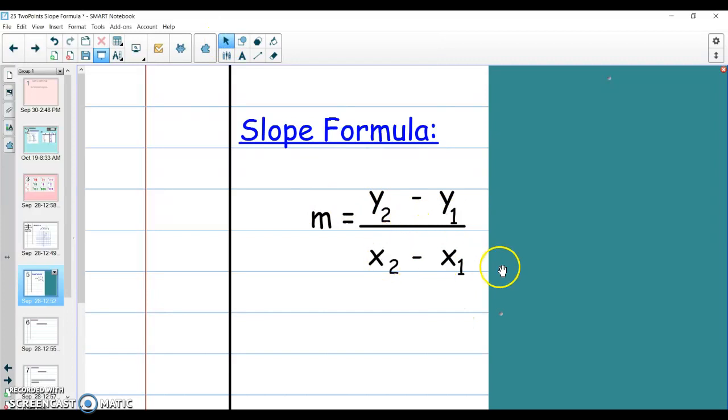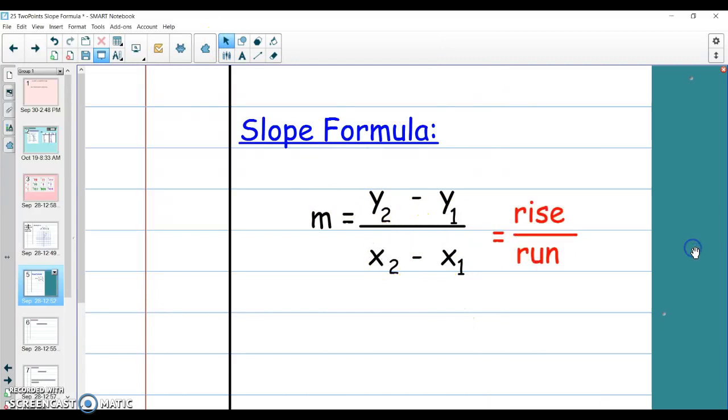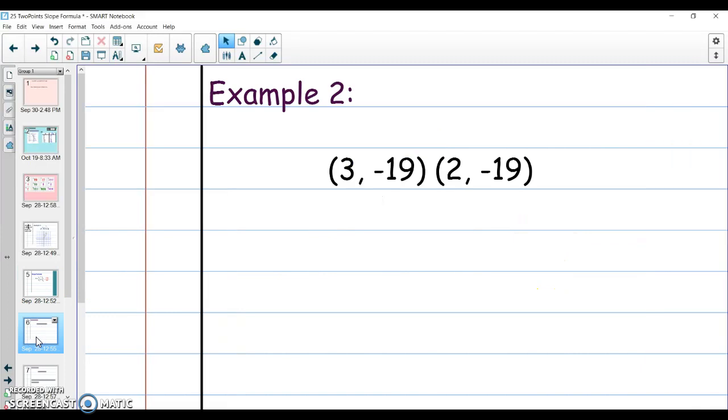y2 minus y1 over x2 minus x1, which essentially is your rise over your run, because you're looking for the change in your y values and then the change in your x values. So let's do another one, for example, and notice how I'm kind of color coordinating it and changing how I'm using the formula.